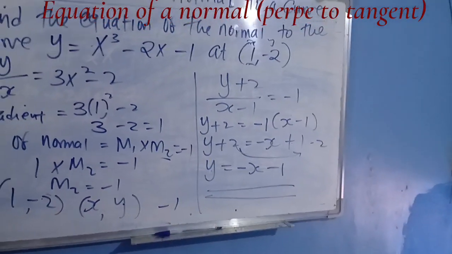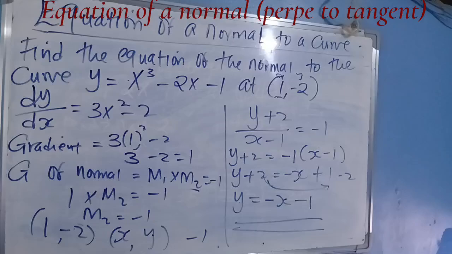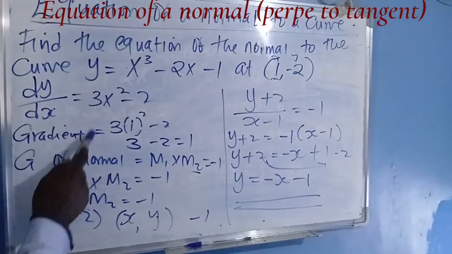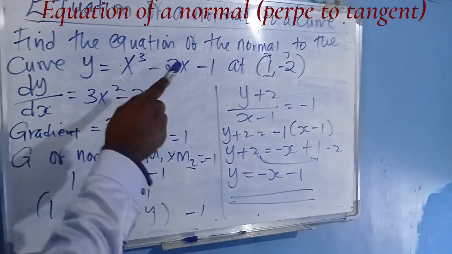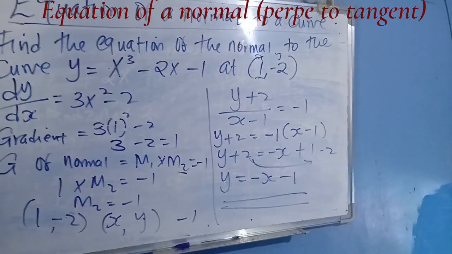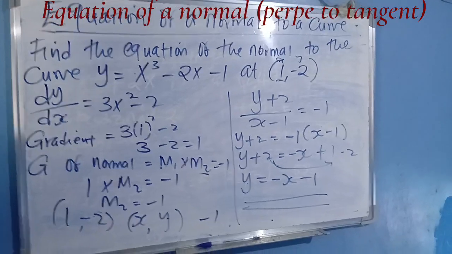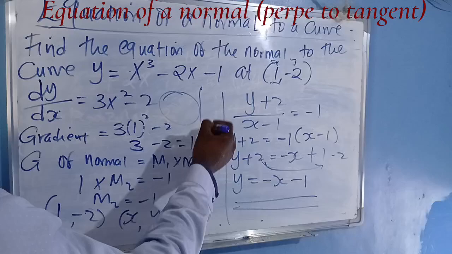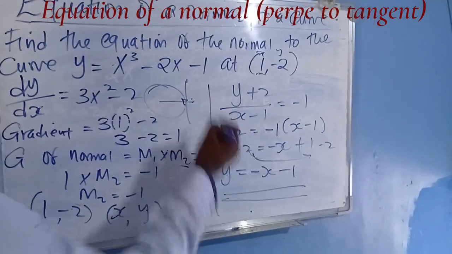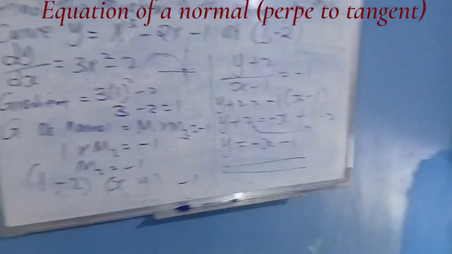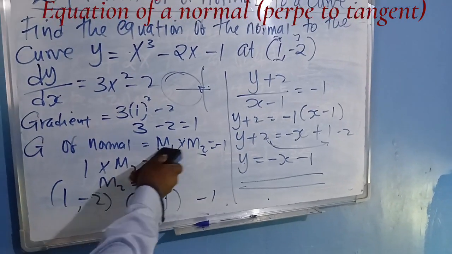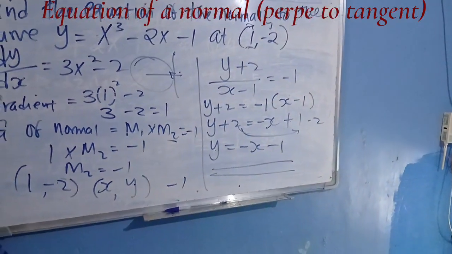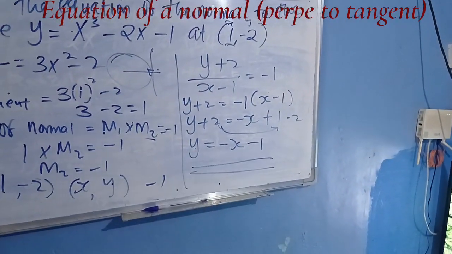The only difference between the equation of the tangent and the equation of a normal to a curve is that once you get the gradient function, and consequently you get the gradient for the tangent, you find the perpendicular of that gradient. Because if the line of the tangent is given, then the normal is always perpendicular. That means they meet at 90 degrees. So you use that formula, m1 times m2 is equal to -1, to get the other gradient, and then you proceed to getting the equation of the normal.